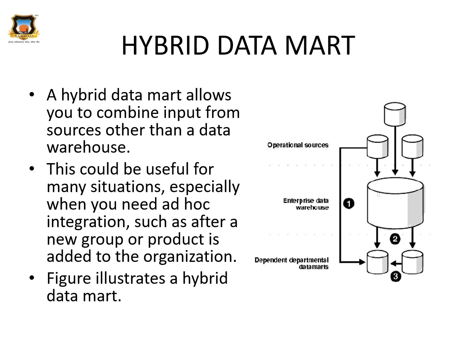Third type is hybrid data mart. So a hybrid data mart allows you to combine input from sources other than a data warehouse. This could be useful for many situations, especially when you need integration, such as after a new group or product is added to the organization. In the figure there is also the data warehouse shown. Okay. So operational sources data comes and is stored in a data warehouse, and then data goes directly to the data mart.